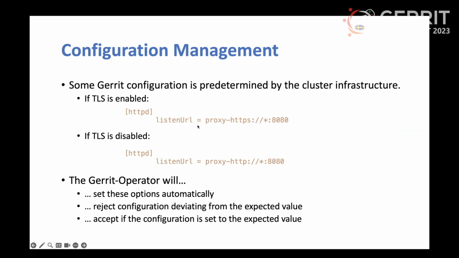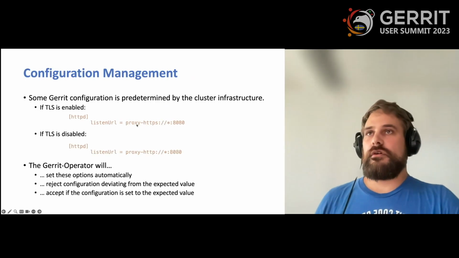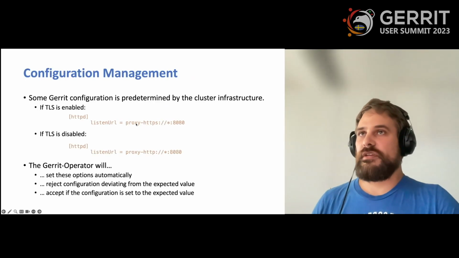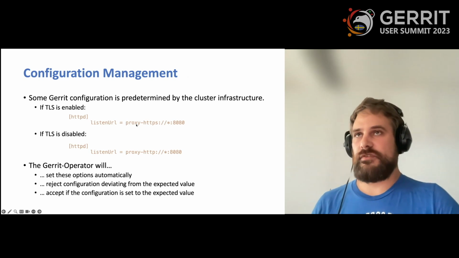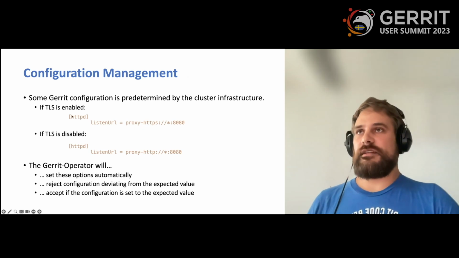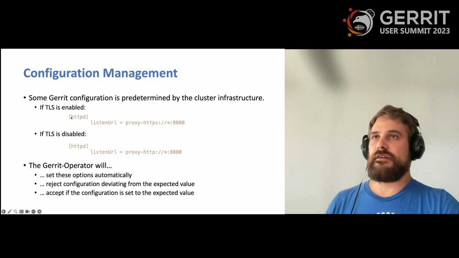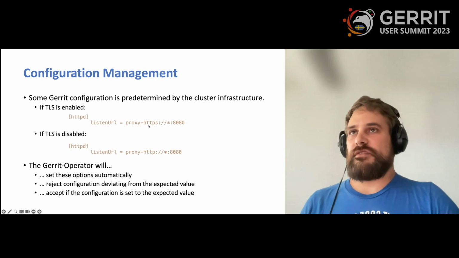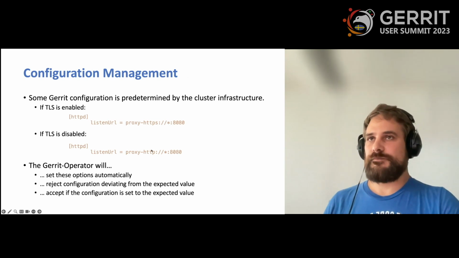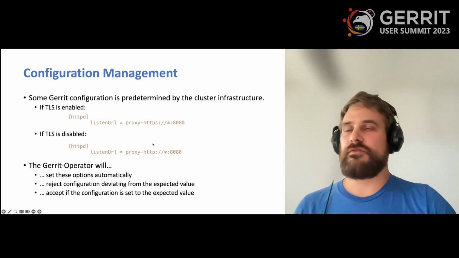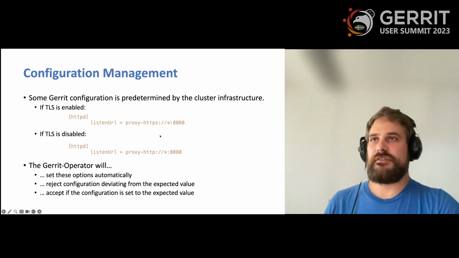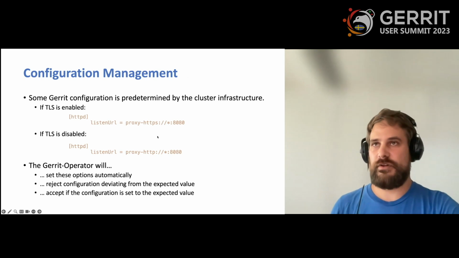One such example is the listen URL. Here, the K8s Gerrit project actually hard codes the port that's used in the Gerrit containers. So that will always be 8080. And also, since we are using an ingress, so a proxy, we always have to prepend the proxy to the protocol. And TLS is also configured in the ingress provider. So either we have to set it to HTTPS or HTTP, depending on the ingress provider. And to do that as an admin, when you try to set this up, you have to have a lot of internal knowledge about how the Gerrit operator works.